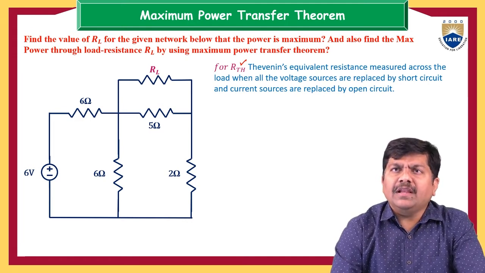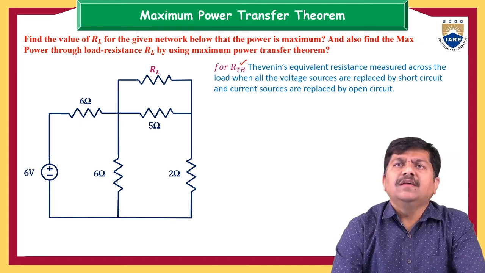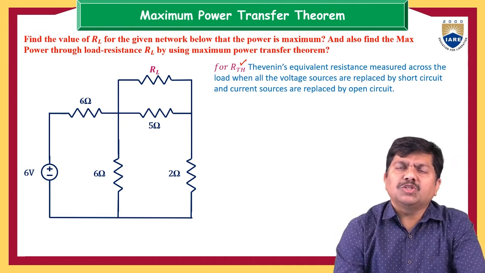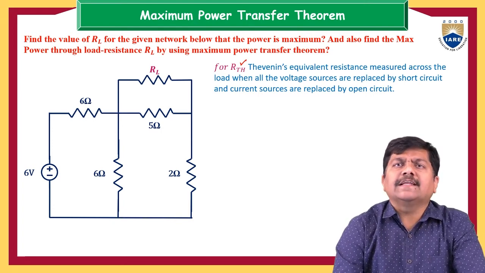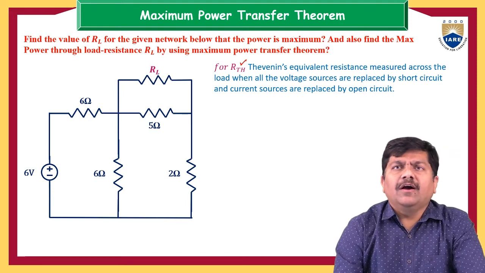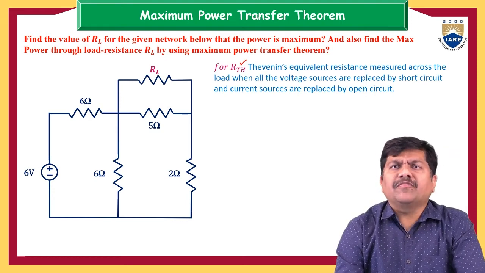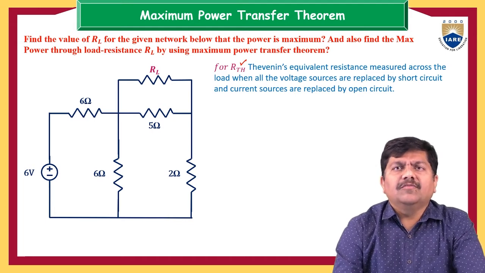So you have to finally represent the circuit in two parts. The load terminals should be completely away from the actual network, and the rest of the network you have to keep inside the rectangular box. That may consist of various resistors and other passive elements along with the voltage sources.